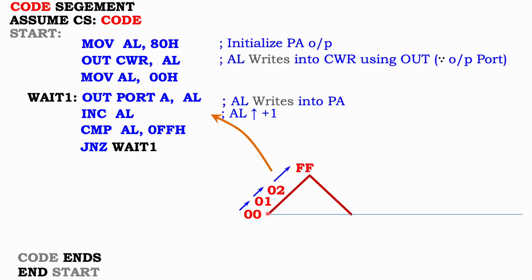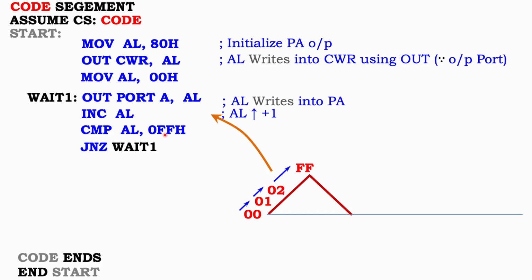So to complete the rise portion of a triangular analog wave, what is required? We have to increase 00 to 01. One increment we require, so increment AL. So AL is incremented from 00 to 01. Now we are comparing with what? The highest value of the rise portion. What is that? FF. So we are comparing this 01 to FF.